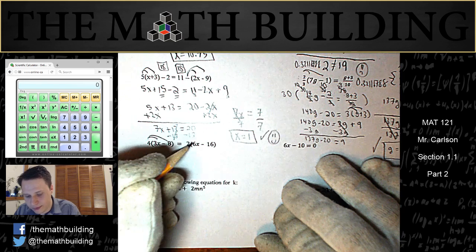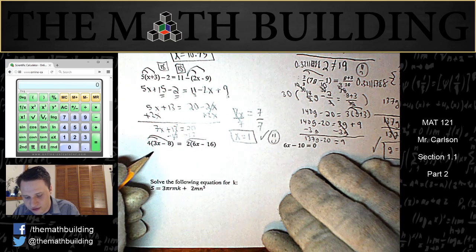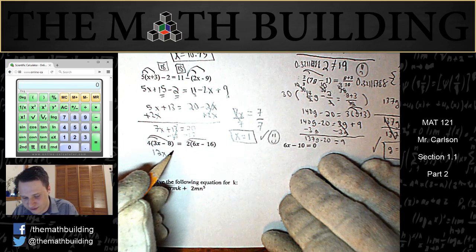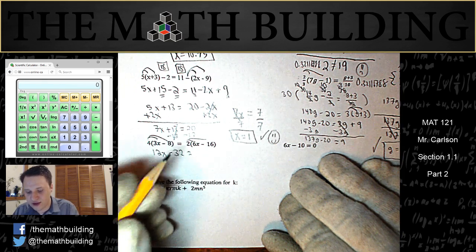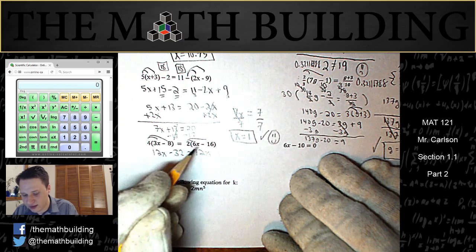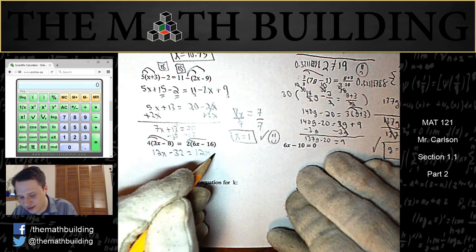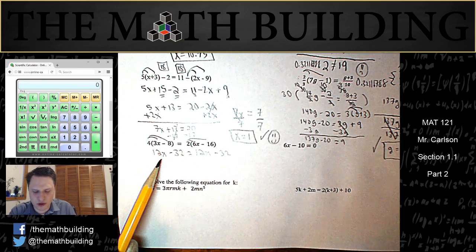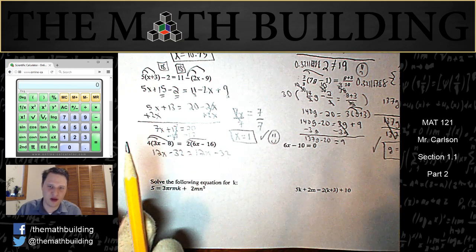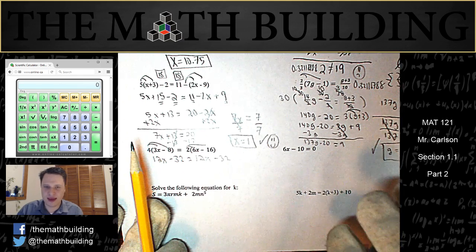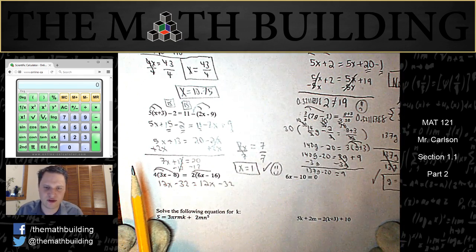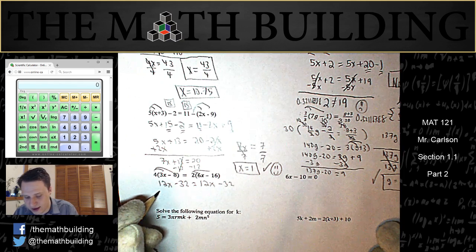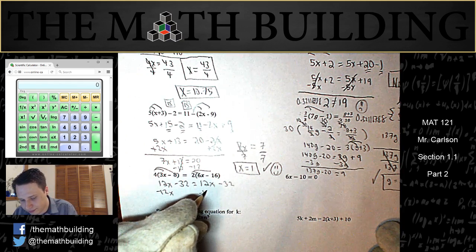Do the distributive property on both sides. 4 times 3x is 12x. 4 times -8 is -32. On the other side, 2 times 6x is 12x. And 2 times -16 is -32. At this point, you should notice I have the same thing on both sides. 12x minus 32 equals 12x minus 32. That should tell you something. In fact, you could stop there, but let's go ahead and move all the x's over.